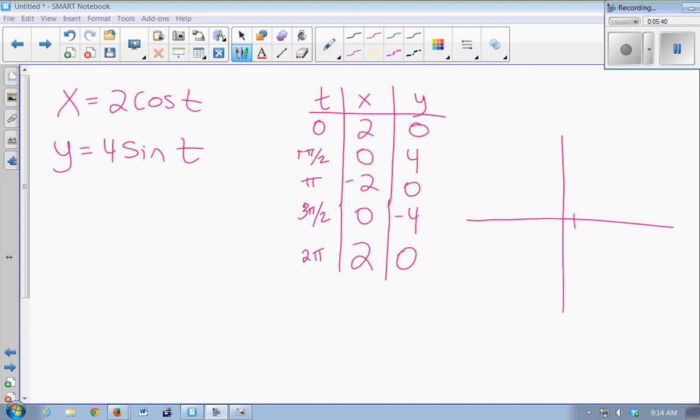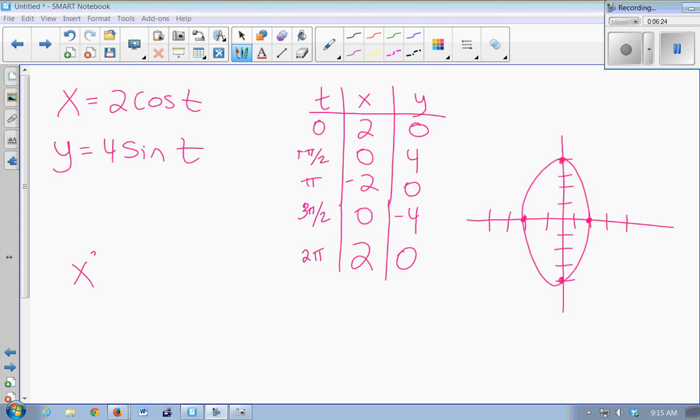So I've got 2, 0, then 0, 4, negative 2, 0, 0, negative 4, and then I get back to 2, 0. This is hinting that this is an ellipse that has a vertical major axis. So we're thinking a is probably 4, and b, the half of the horizontal axis, would be 2. Just by looking at my picture, I think that this is an ellipse centered at 0, 0.